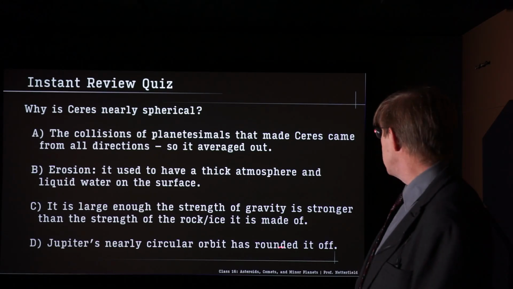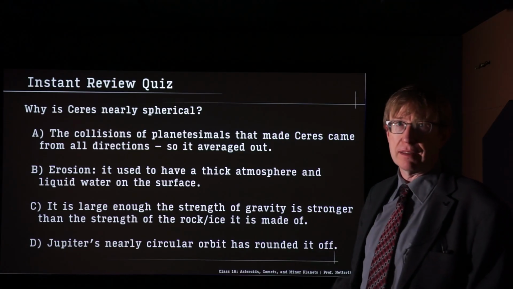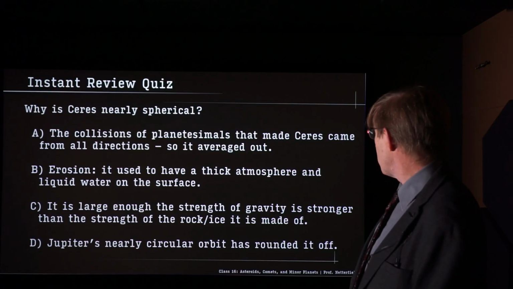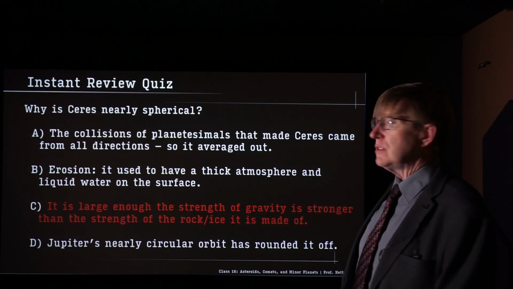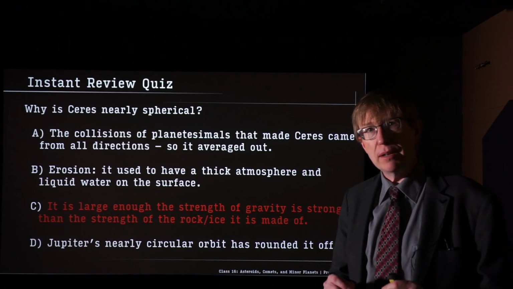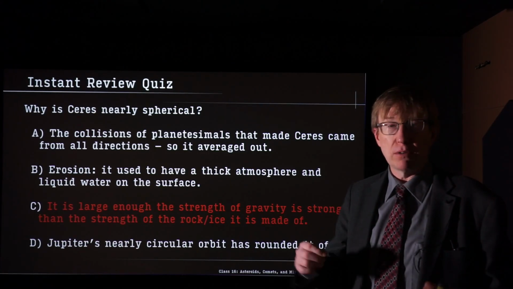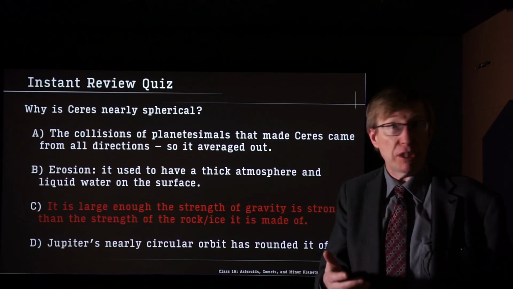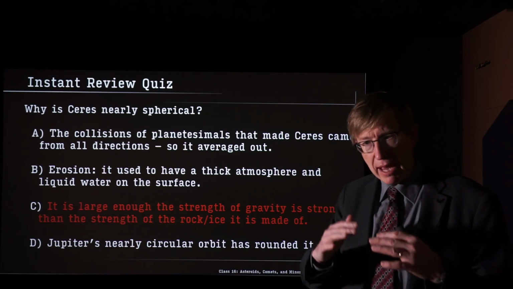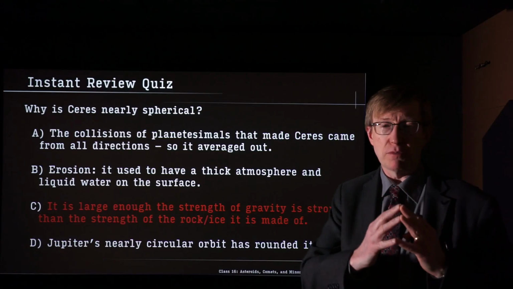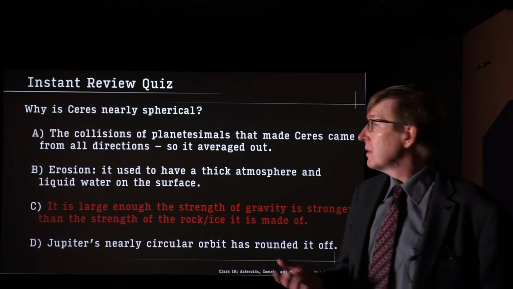We think it's C. And E, Jupiter's nearly circular orbit has rounded it off. That looks just like a question where I had to stick an answer in there. That doesn't actually make any sense. Why would Jupiter's nearly circular orbit do anything to the shape of Ceres? It wouldn't. So the answer is C. Ceres is nearly spherical because the strength of gravity is greater than the strength of the rock. And so the rock cannot support a very large mountain. If you think about the mountains on Earth, they are as large as they can be. And in fact, they are shrinking, just as they settle back into the Earth. The plates move, make a mountain, and then the weight of the mountains makes them sink back into the Earth. So the Earth cannot be much less spherical than it is. Same with Ceres.